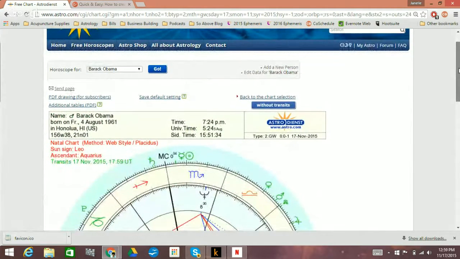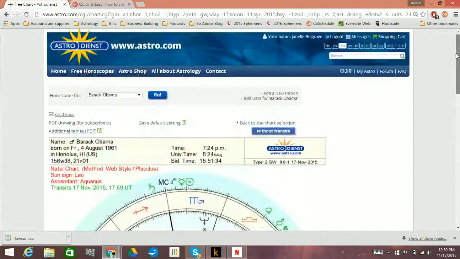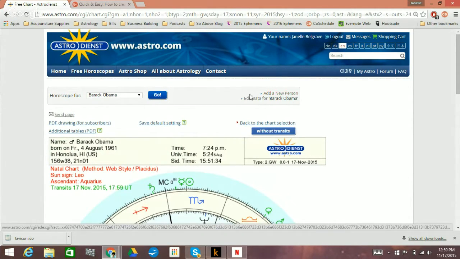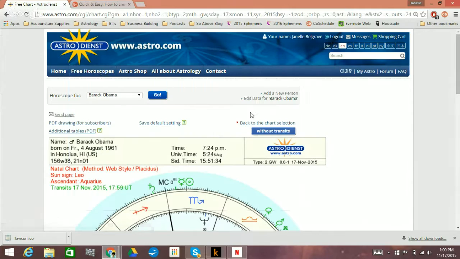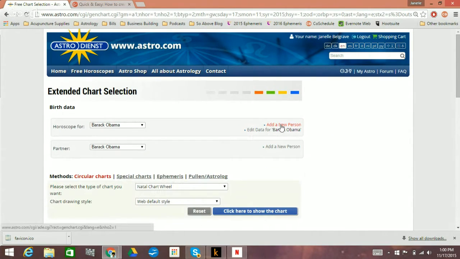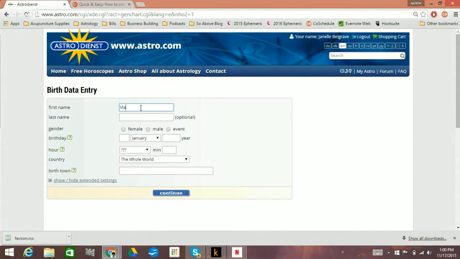Let's see, anything else? Let's look at another chart. So from here, I wanted to show you how to add another chart if you wanted to. So you could add another person here. As you can see, it says add new person, or you can go back to chart selection. You can add a new person here. It doesn't really matter. But just so you know how to get around this website, let's do Vladimir Putin, since he seems to be another big player in the news these days.